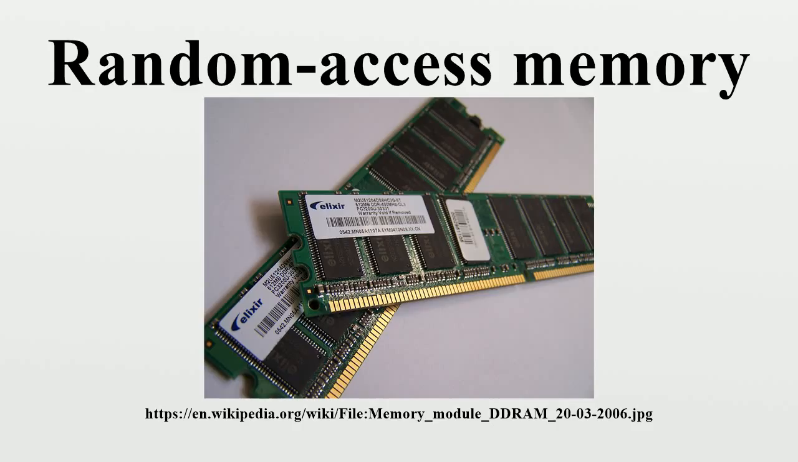Integrated circuit RAM chips came into the market in the late 1960s, with the first commercially available DRAM chip, the Intel 1103, introduced in October 1970.